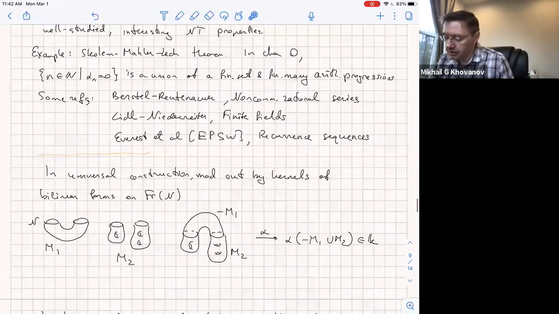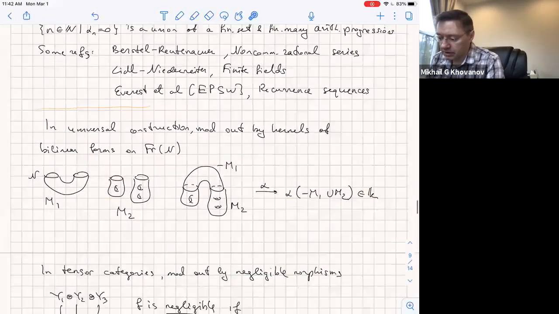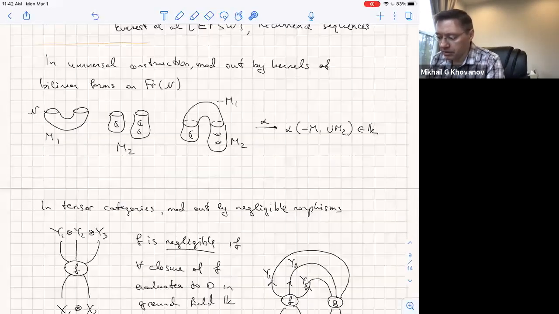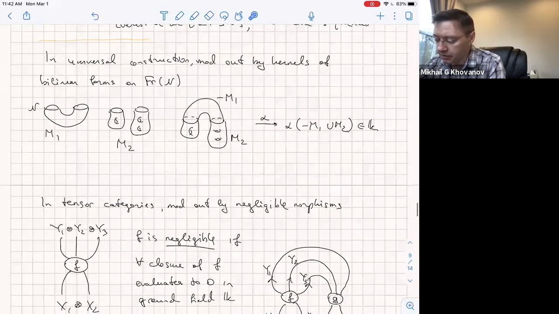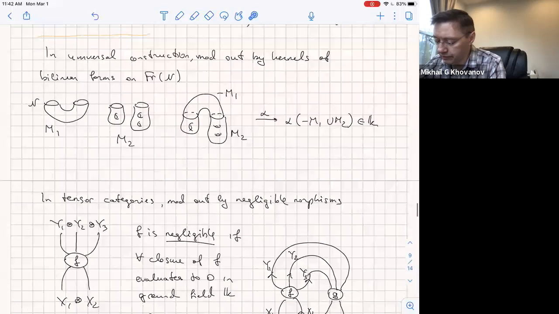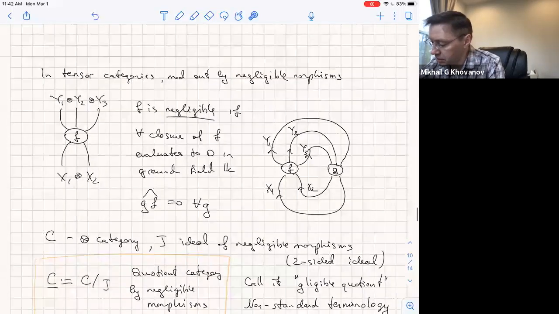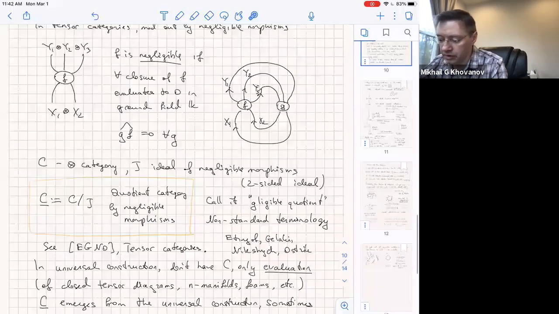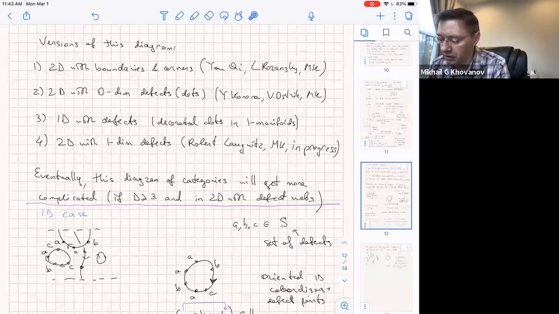So let me see. Maybe I can skip the categorical framework. Let me skip a couple of pages and instead go on. Let me tell you a little bit about dimension 1.